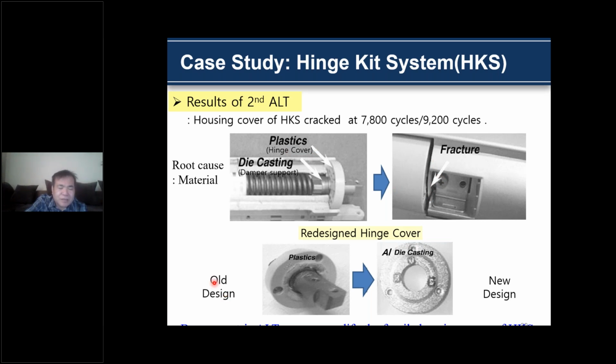As an action plan, we modify the material from the plastic to the aluminum die casting. By parameter art, we can modify fragile housing and the cover and the hinge kit system.